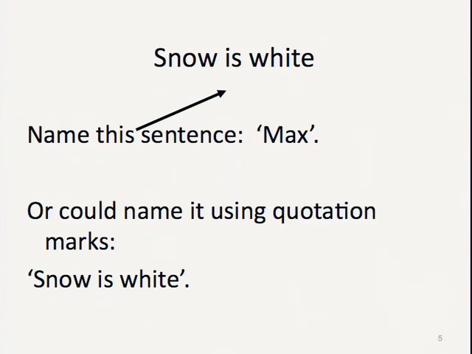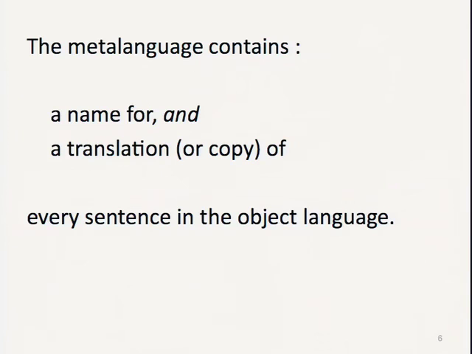So this whole sign here with quotation marks around it, is that a sign of the object language or a sign of the meta language? Very good. Who said that? Yeah, right. "Snow is white" is a sign of your object language, the sign you're studying. This is how you designate it in your meta language. And then you can go on and say this is true or this is false or whatever. Make remarks about its meaning. So the meta language is going to have a name and a translation of every sentence in your object language.